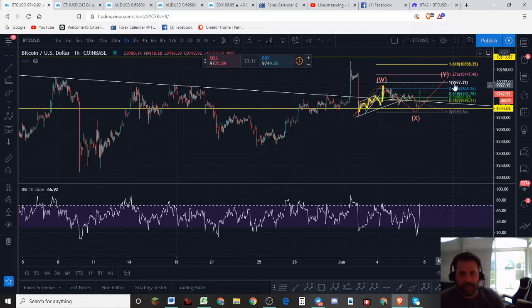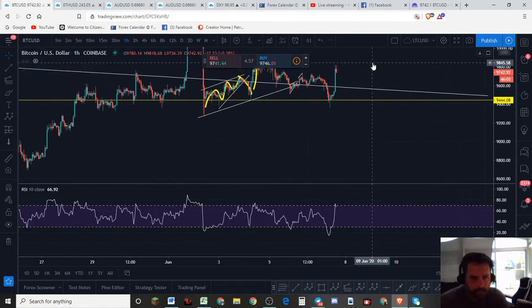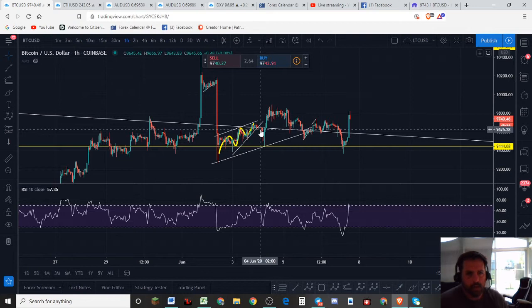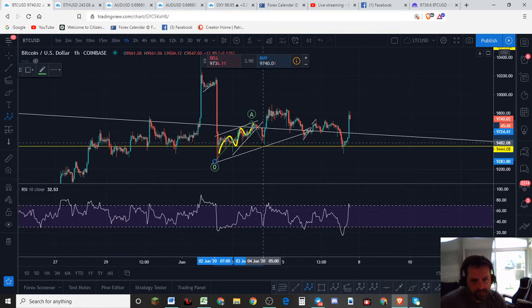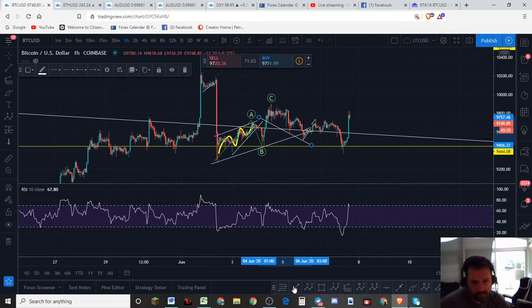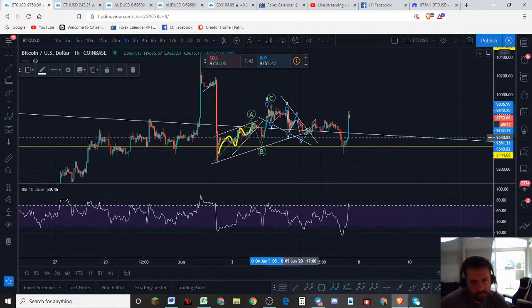Let me talk about it. Actually, I do see a scenario where we could go down from here. Let me clear the chart a little bit here. This could be an ABC here, and that's a finished correction. Done. And then what we have off of that, I'm not a big fan, but it's not horrible either, is a leading diagonal to the downside. One, two, three, four, five, like that.